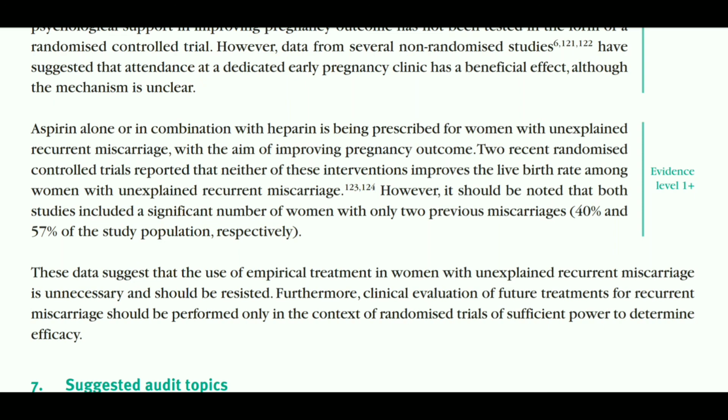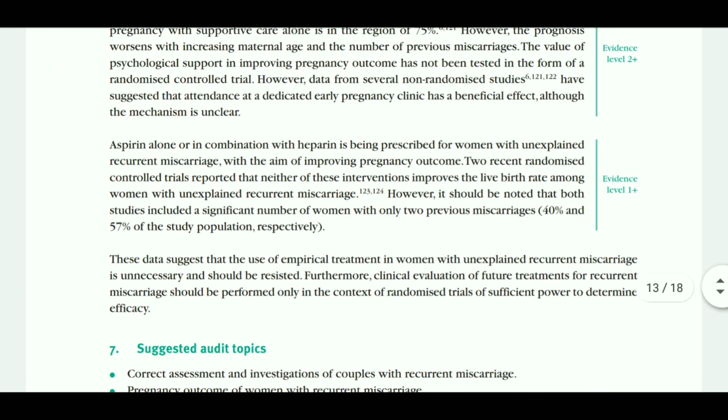Empirical treatment. The data suggest that the use of empirical treatment in women with unexplained recurrent miscarriages is unnecessary and should be restricted. Furthermore, clinical evaluation of future treatments for recurrent miscarriages should be performed only in the context of randomized controlled trials of sufficient power to determine efficacy. So this was all about the guideline on recurrent miscarriages.